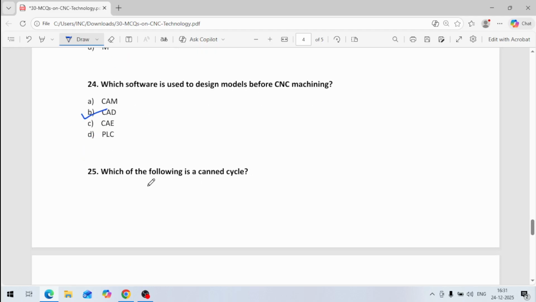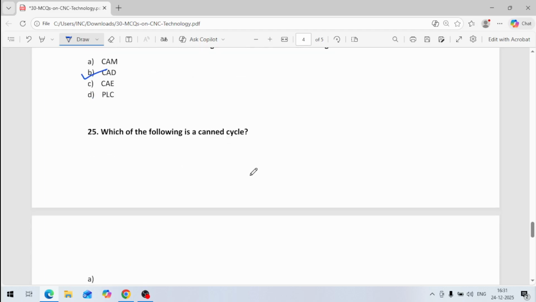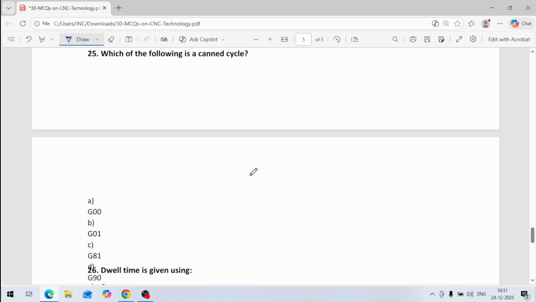25. Which of the following is a canned cycle? A, G00, it is not a canned cycle. B, G01, it is for linear cutting. C, G81, yes. This is a canned cycle, G81. This is the answer.